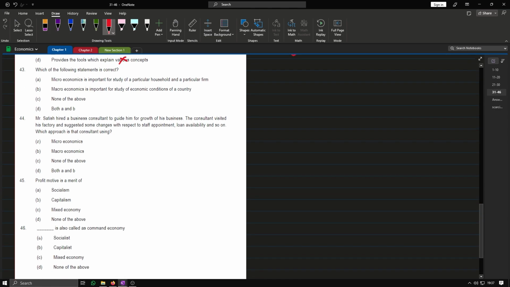Which of the following statements is correct? Microeconomics is important for study of a particular household and a particular firm. It's true, right? Microeconomics is true. Macroeconomics is important for the study of economic conditions of a country. Yes, it is true. Macroeconomics means aggregate. It studies the whole country. None of the above? No, because both options are there. It's option D, both A and B. Shall I clear it up? Yes.